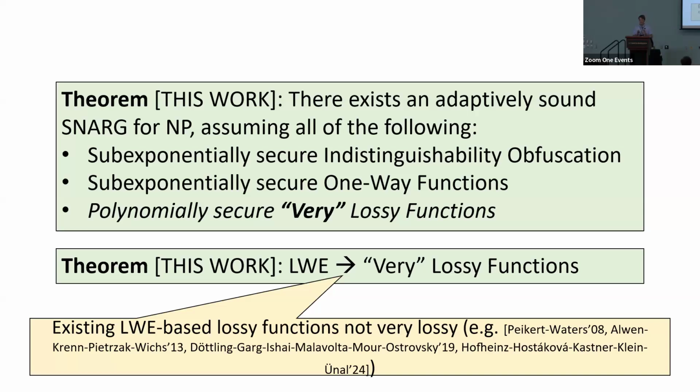I'll give a little more sense of what I mean by very lossy. We have some technical terms in the paper. For this talk, I'll just keep things a little more informal. What using very lossy functions allows us to do, though, is we can actually instantiate this last line with LWE, and that's the other main theorem of this work: we get a lossy function that is very lossy from LWE. I'll note that LWE actually has been long used to build lossy functions. However, the prior work did not satisfy the strong notion of lossiness that we need, and was only rather weakly lossy in comparison.